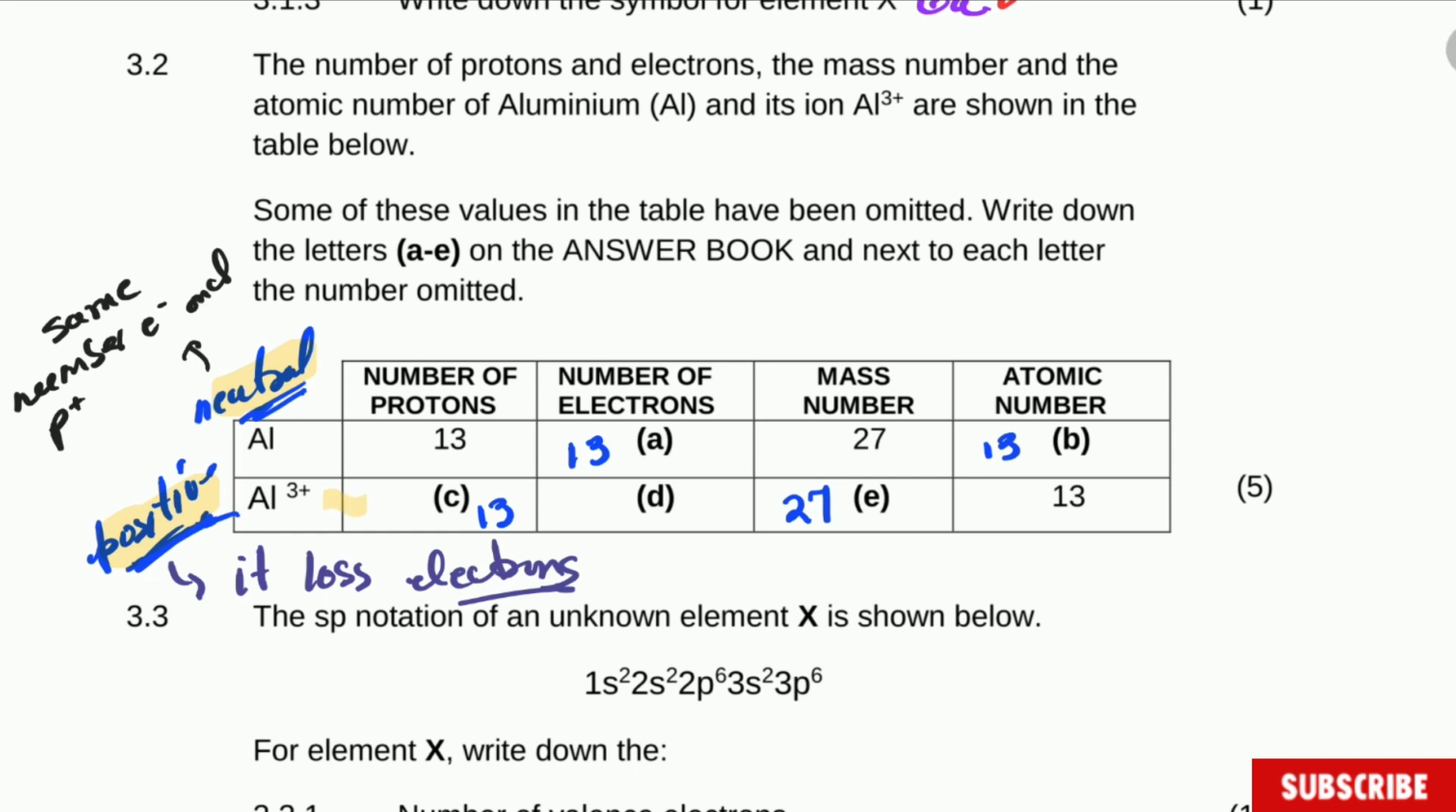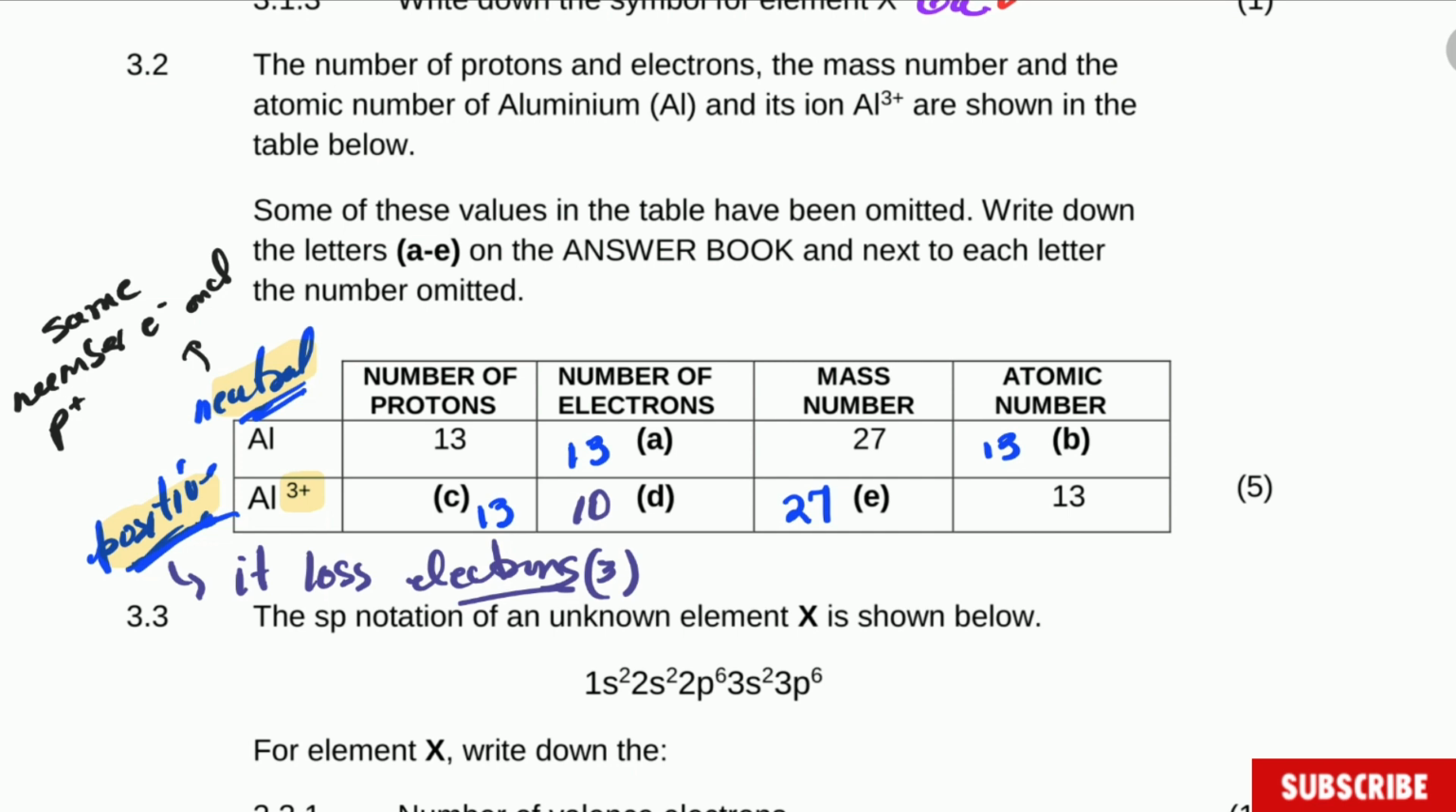But I want you to look at D3. D3 means it has lost 3 electrons. So it lost, I'm going to write here, 3 electrons. It did have 13 at the beginning and it gave away, or lost, 3 electrons. It means that now we'll have 10 electrons.